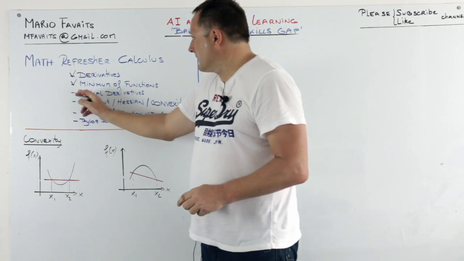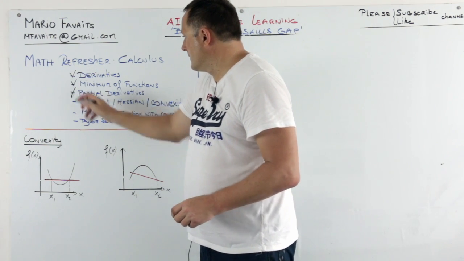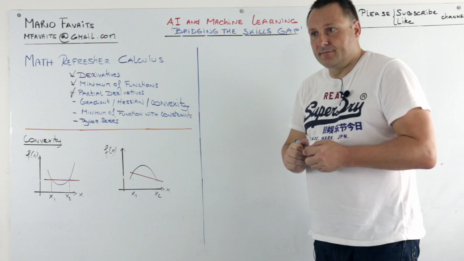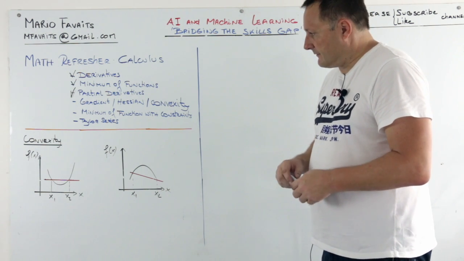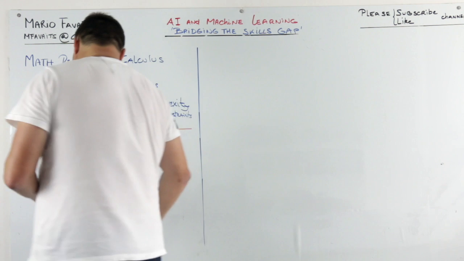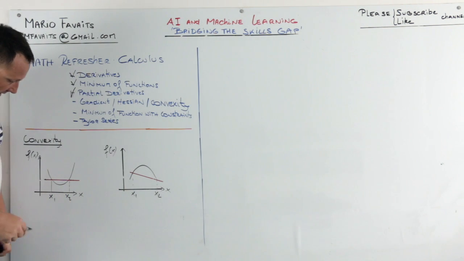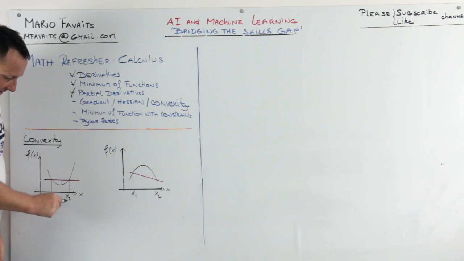Okay, we dealt with this one here. Convexity. When is a function convex and non-convex? We can explain this using the drawings. You have 2 points, x1, x2.